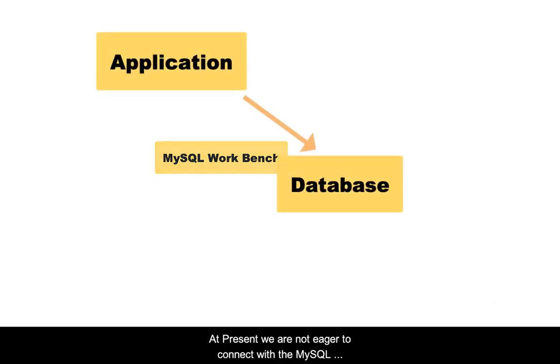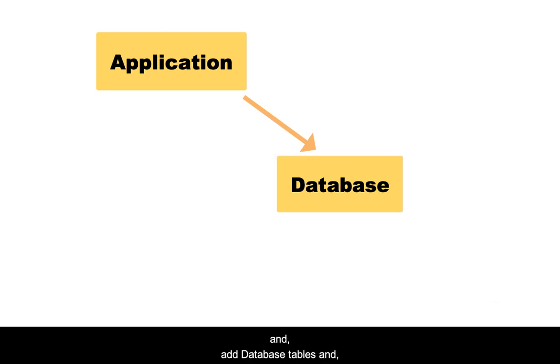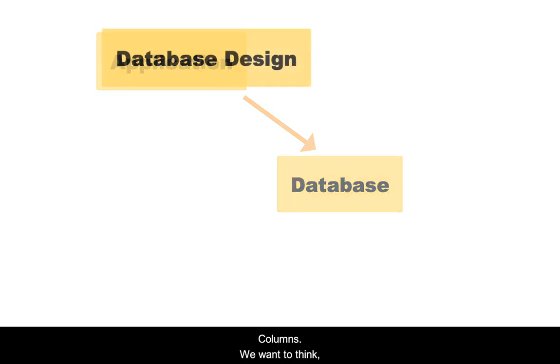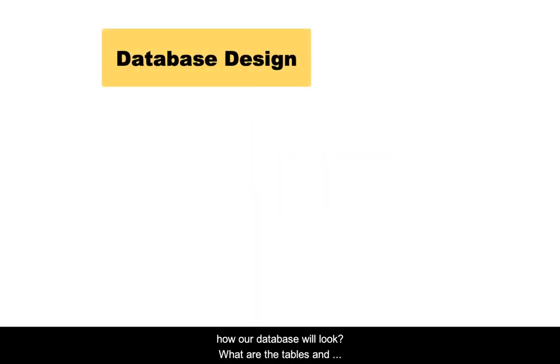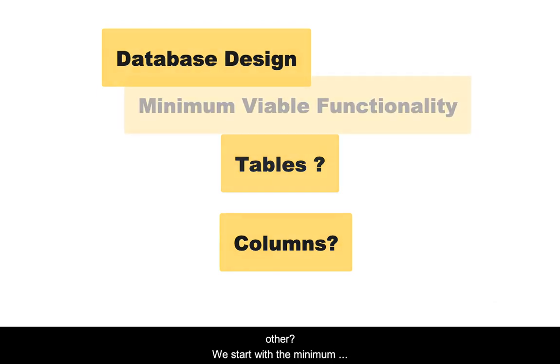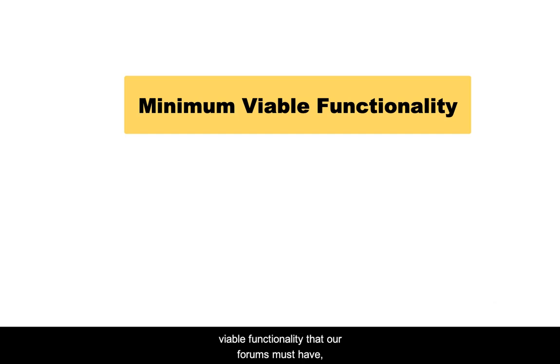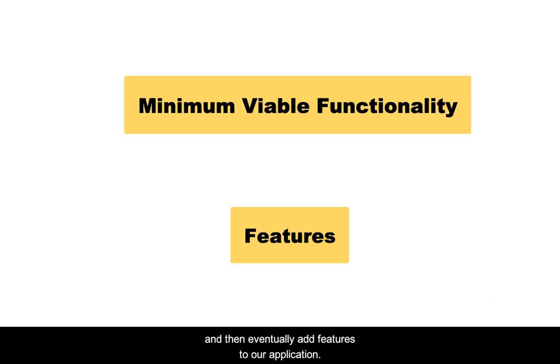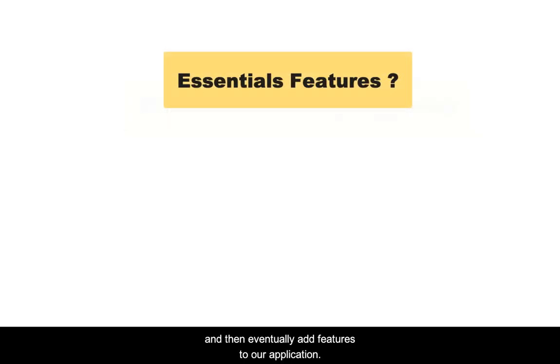So at present, we are not eager to connect with the MySQL and add database tables and columns. We want to think how our database will look. What are the tables and columns that we want to add? How the tables relate to each other. So we start with the minimum viable functionality that our forums must have and then eventually add features to our application. So let's start thinking on it.